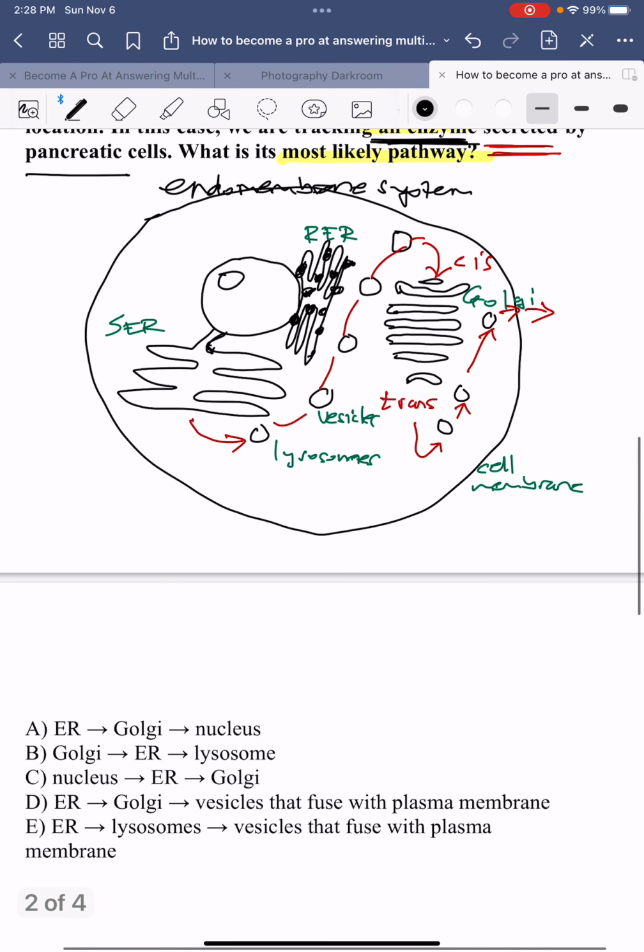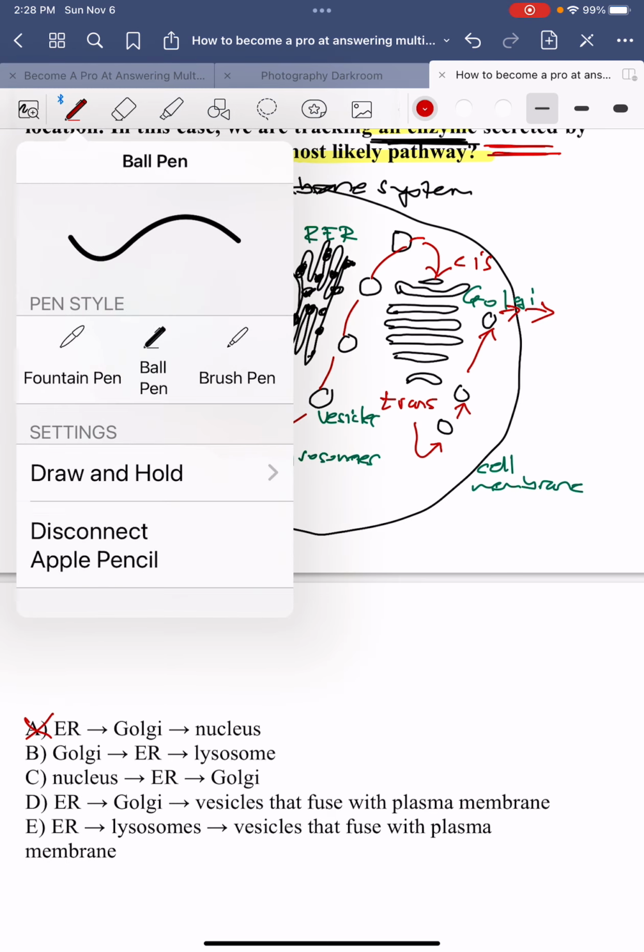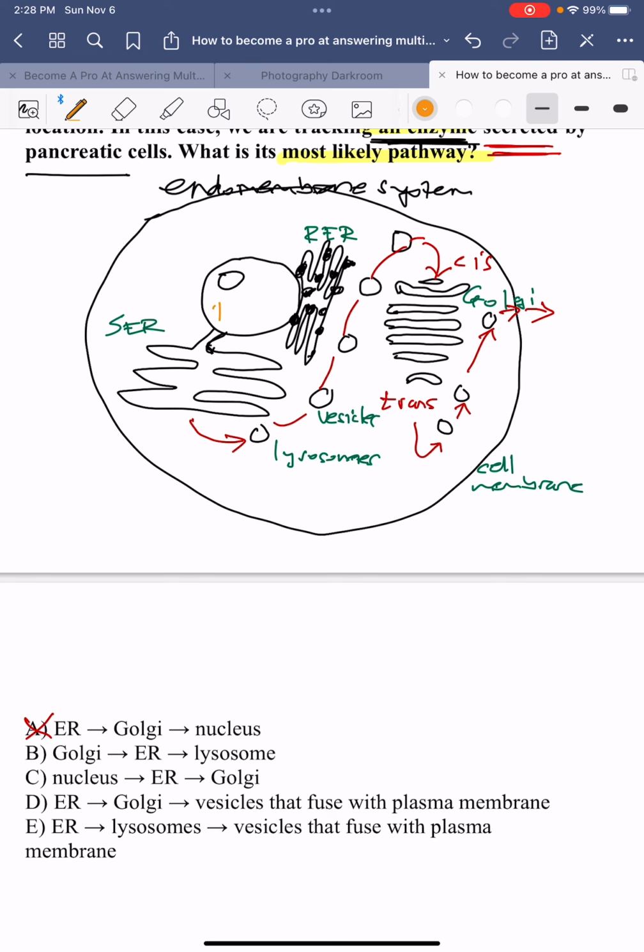All right. So answer option A says we go from the endoplasmic reticulum to the Golgi and then to the nucleus. And right off the bat, you should be able to eliminate that one and say, no, that is not possible. We do not have it moving to the nucleus. In fact, the instructions to make the proteins originate here in the nucleus from the DNA, of course. So we're not going to go back to the nucleus. We want to secrete that enzyme that we're producing. So the instructions are in the DNA, but it's going to be used to make that enzyme to leave the cell. All right, so it can't be A.